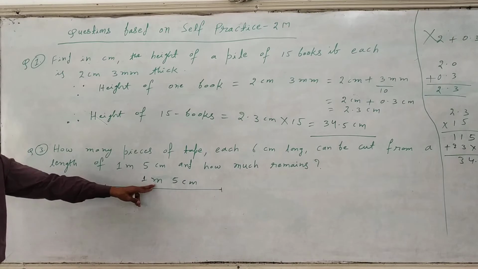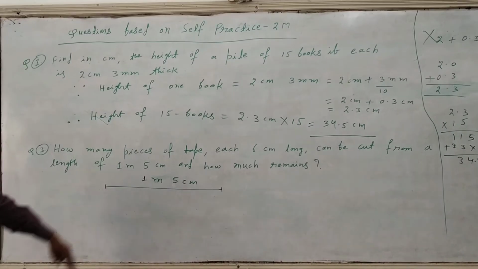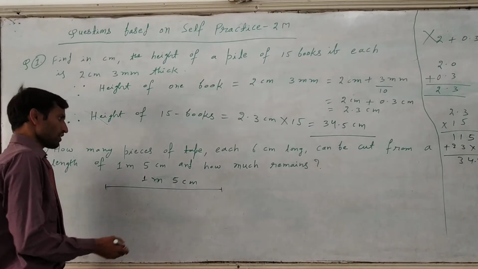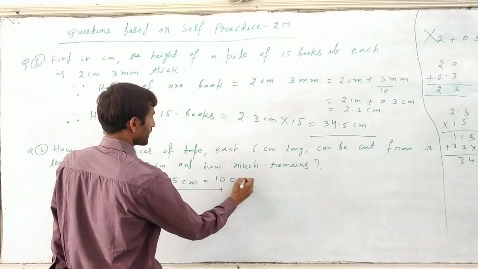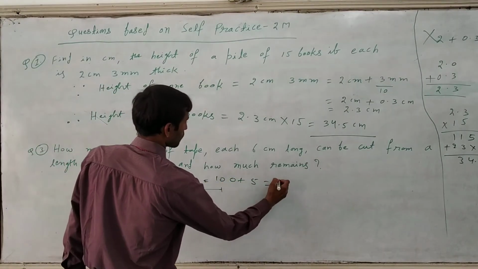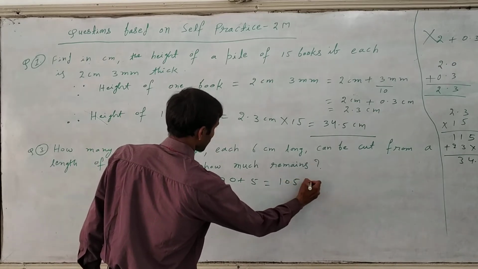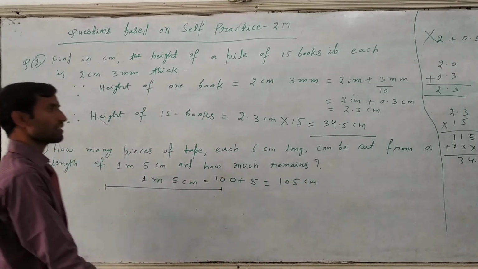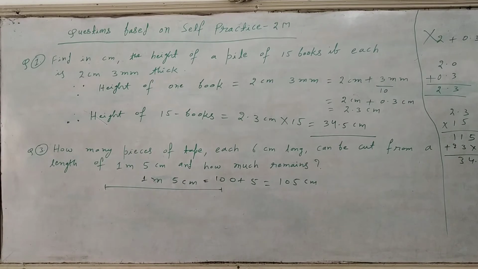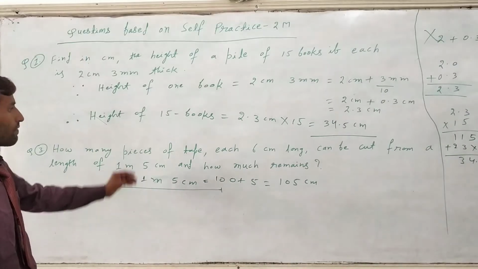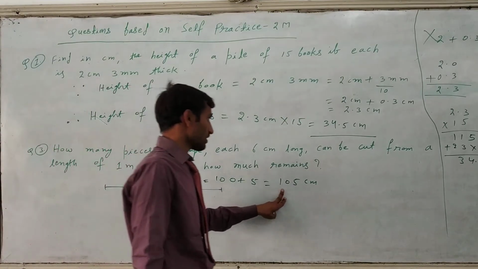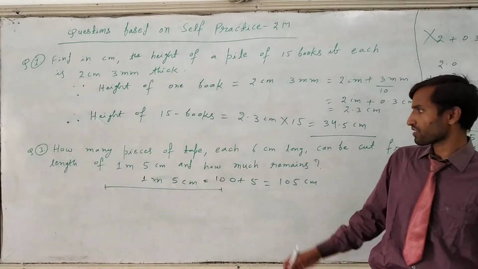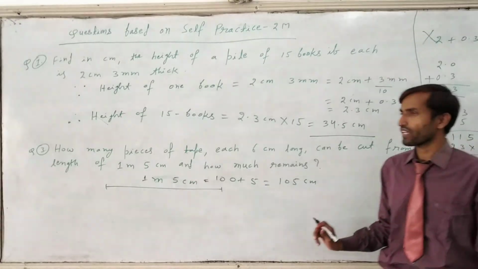For that we have to convert this meter into centimeter, then we will divide. So just see here, 1 meter is equal to 100 centimeter and then add 5, it will come 105 centimeter. So the total length in centimeter is 105 centimeter. After that we have to make pieces of 6 centimeter length each. For that we have to divide.